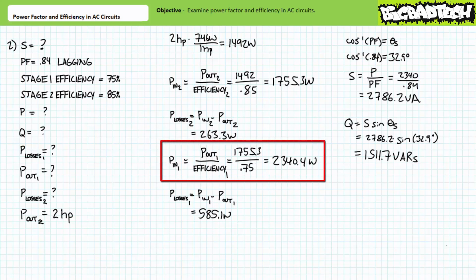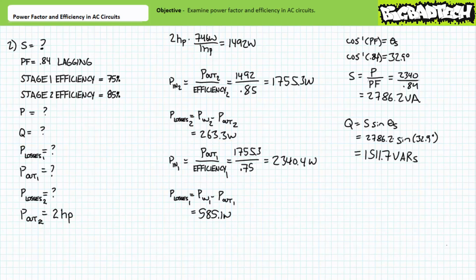Similarly, 1,755.3 watts of usable power output is coming out of the first 75% efficient system, means roughly 2,340.4, or approximately 2.3 kilowatts of real power was input to it, and approximately 585.1 watts is considered a loss. Again, power input is greater than power output, not the other way around.